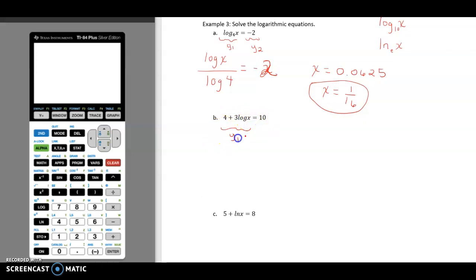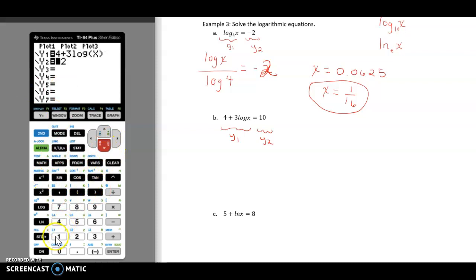So this is going to be my y1 and then my y2. Going here, I'm going to go ahead and graph. This is log base 10. Notice there's no base written, so it's log base 10. Everyone should have no problems typing this in. There should be no need to use change of base here. So 4 plus 3 times log of x.